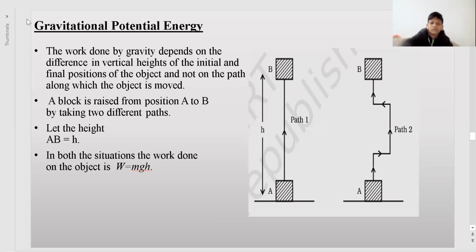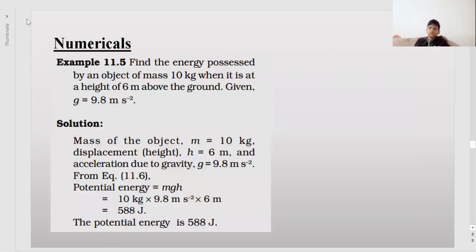The next one. Here's a numerical. All of you, go through this numerical once. I'm giving you a minute. So what is given over here? It is asked to find the energy possessed by an object of mass 10 kg when it is at a height of 6 meter above the ground, where the value of g is 9.8 meter per second square.